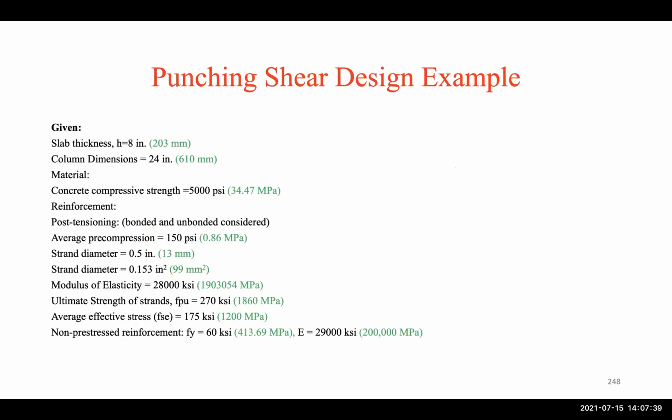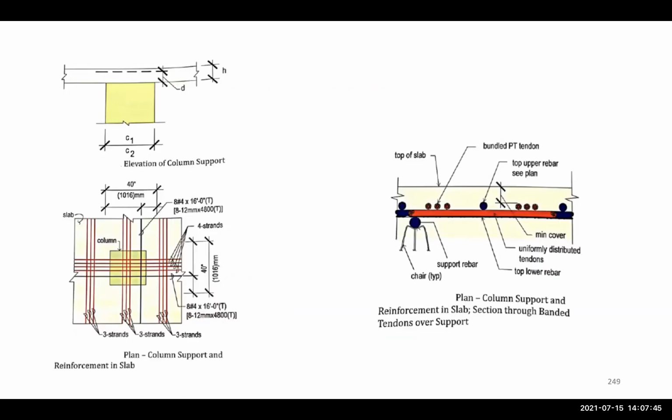This is the given data, including the strands that we have for PT. This is the arrangement. Of course, everything is given after designing for flexure. We can see the arrangement of the tendons and the arrangement of the reinforcement above the column. As you can see here, we have 8 number 4 bars in each direction at the top.